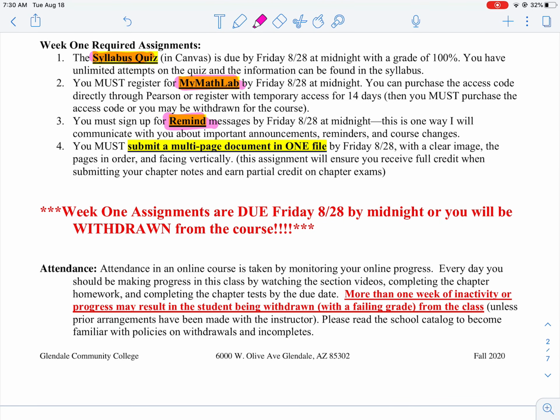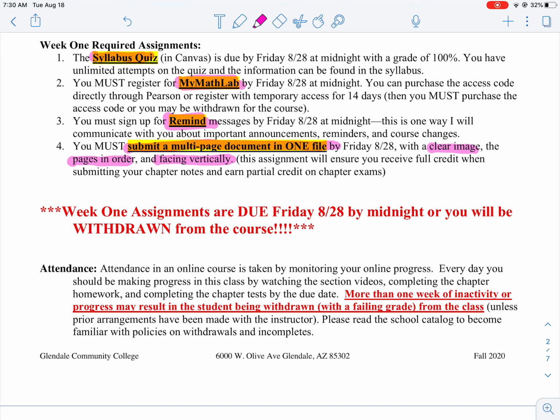The last one, I know it seems kind of silly, but I taught a summer class this summer and I had a lot of issues with students submitting documents all sorts of crazy ways. So this 4th assignment that's required for week 1 is you must submit a multi-page document in one file. It needs to have a clear image, the pages need to be in order, and it needs to be facing vertically. So I need you to be able to take pictures of multiple pages, but then upload them into one document so that I can quickly scroll through and see all pages in your document. I need to be able to see that they're clear pictures and in order.